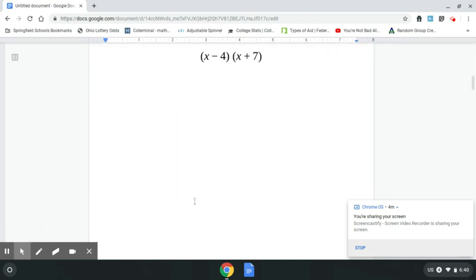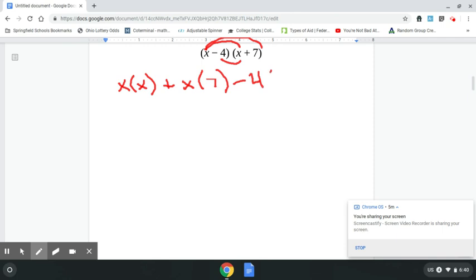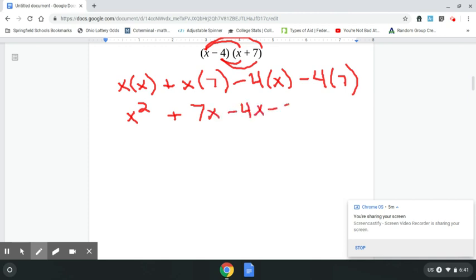Let's take a look at another one. I threw a negative sign here at you. So if we take a look at this one, I'll FOIL first. Using my FOIL technique, first is x times x. Outer is x times 7, so plus x times 7. My inner would be negative 4 times x, and my last would be negative 4 times 7. Okay, clean it up. X times x is x squared, plus 7x, minus 4x, minus 28.